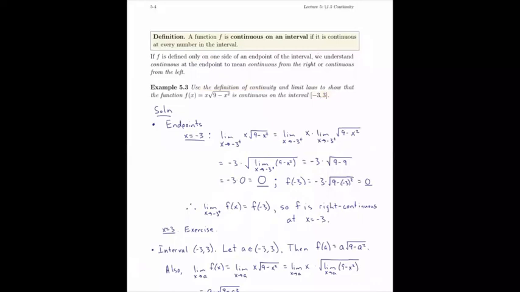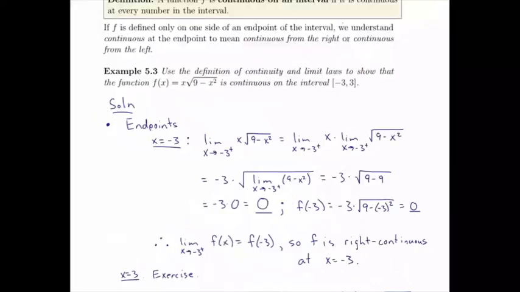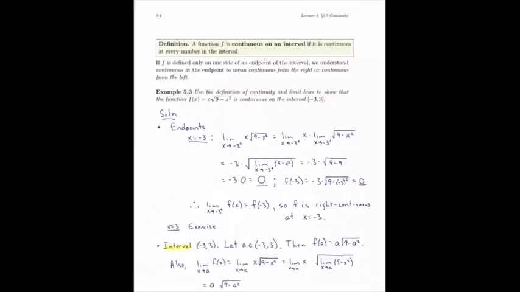Right? So we're including the endpoints -3 and 3. The order of this doesn't matter. I chose to start by showing that the function is one-sided continuous at its endpoints, and then down below, I showed that the function's continuous in the interval. You could do that in reverse order if you prefer. Neither one depends on each other.